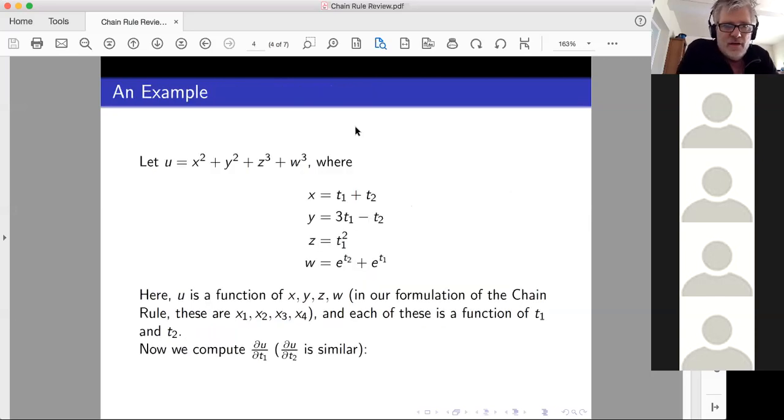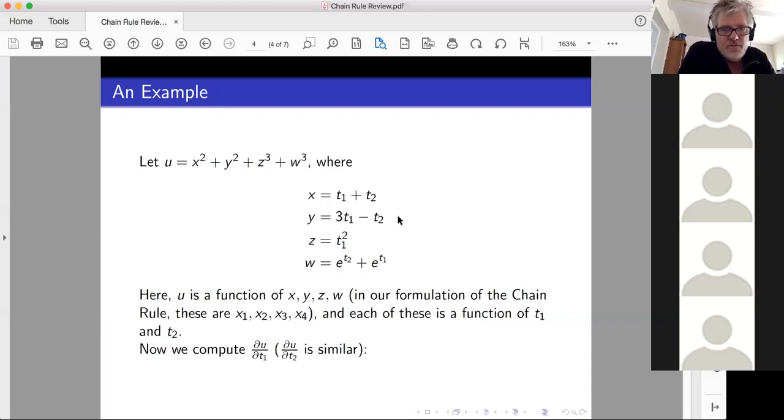So here our function u is a function of 4 variables. I didn't use x1 to x4, but it's in the formulation that you saw. These would be x1, x2, x3, x4. So it's x, y, z, and w. So u is x squared plus y squared plus z cubed plus w cubed. And you see that x, y, z, and w are functions of t1 and t2. So x is t1 plus t2, y is 3t1 minus t2, z is t1 squared, and w is e to the t2 plus e to the t1.